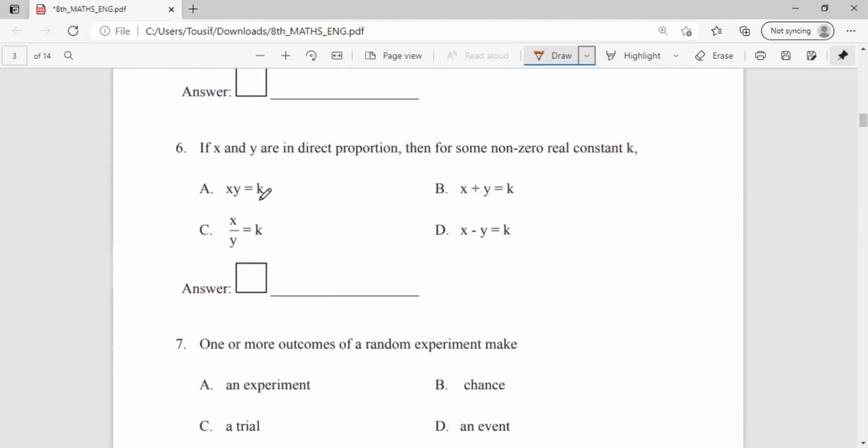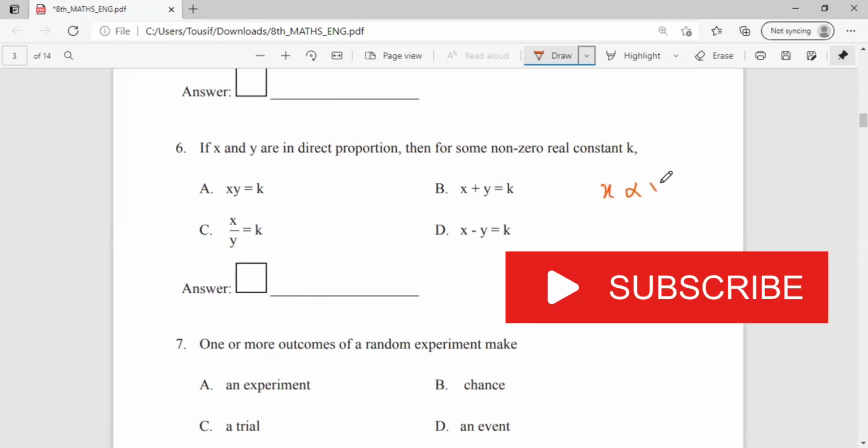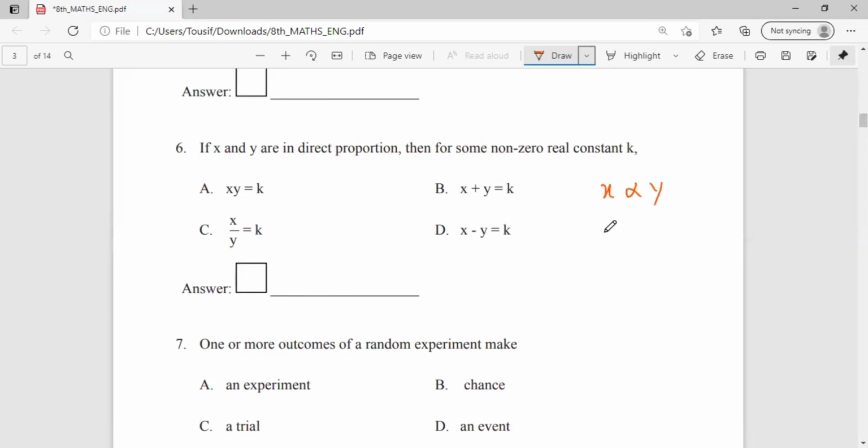Moving to the sixth one. If x and y are in direct proportion, the direct proportion equation is written as x is directly proportional to y. Moving further, if I want to write it in the form of an equation, I will write x is equal to k into y, where k is given as a constant, a real constant.